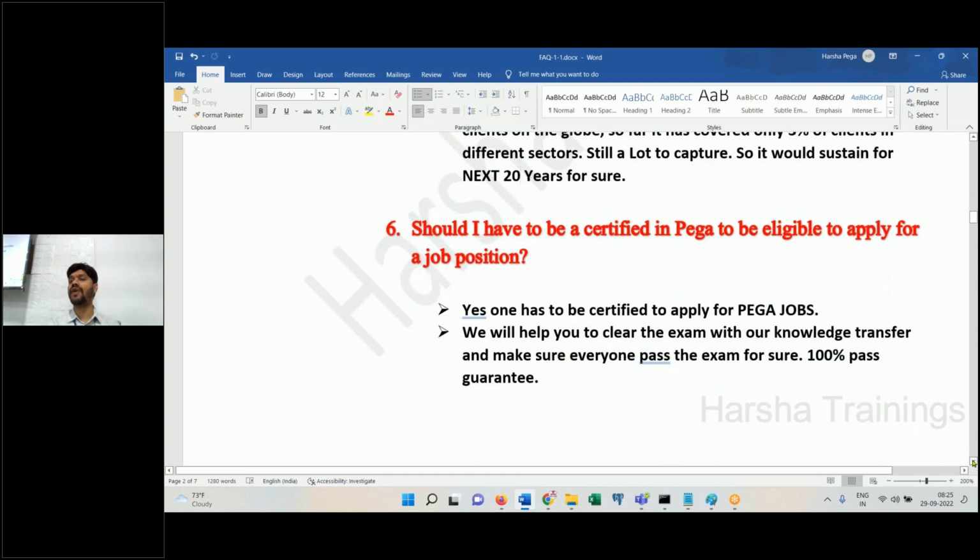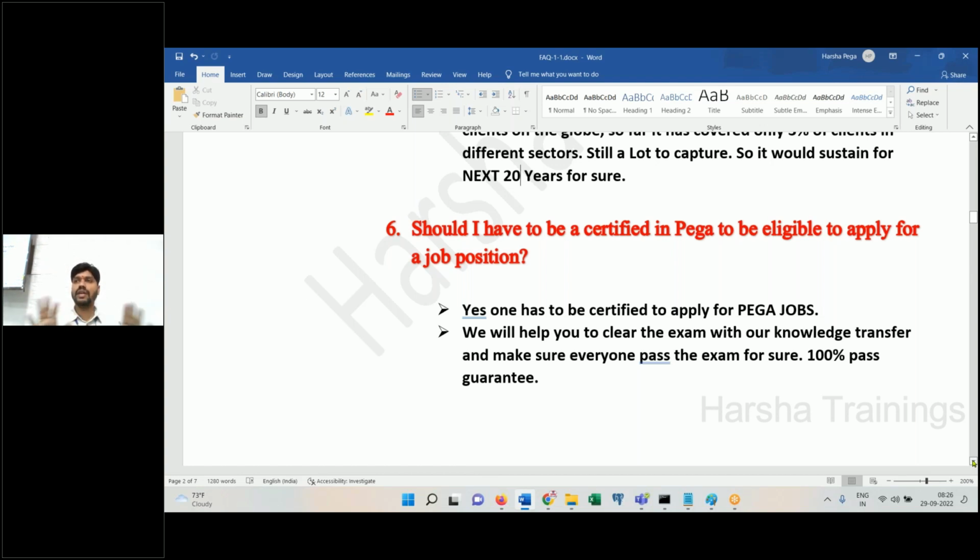Should I be certified to be eligible to apply for a job position? Okay, I learn PEGA, I want to apply for a job. See, it is very simple. If you want to watch a movie in a theater, you have to purchase a ticket. You are authorized to enter when you have the ticket, correct? An entry pass. The same way, if you are going to learn PEGA, even if you are a college graduate, it is mandatory that you get certified.